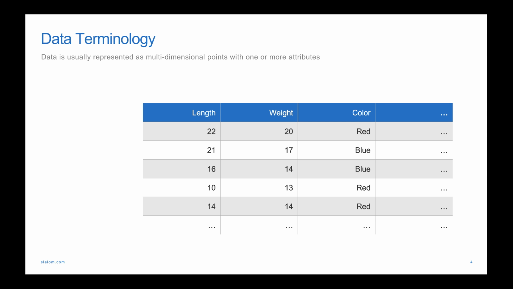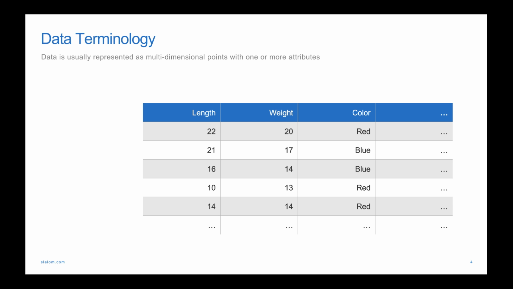So let's also talk about some terminology. We need to lay down some frameworks so that as I'm going through this deck and I start saying things, you understand what I'm talking about. In most standard types of machine learning, really almost all of them, we need to be thinking about data represented as multidimensional points with one or more attributes. So think of a table of data, a giant matrix of data that you could have.